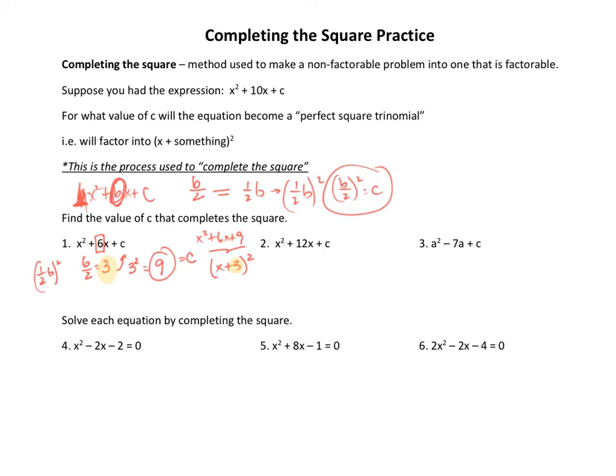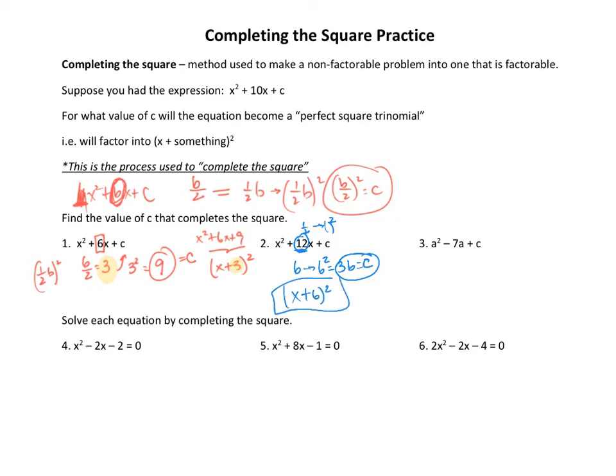So then for number 2, we're looking at the 12 here. That's the b value with the x, so we'll take half of that. So that's 6, so 12 over 2. And then we're going to take our 6 and we're going to square it. We'll get 36, which will be our value for c. So again, you're taking 1/2 of this, divide by 2, and then you take that answer and you square it. So if you factored this out, it would be x plus 6 quantity squared.